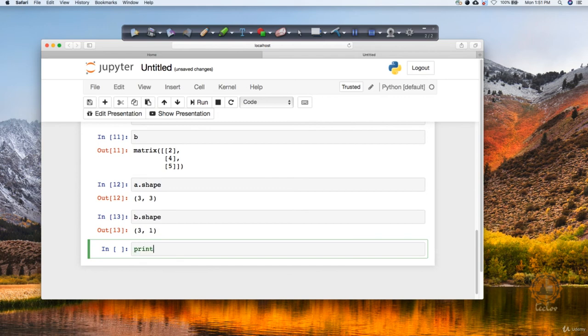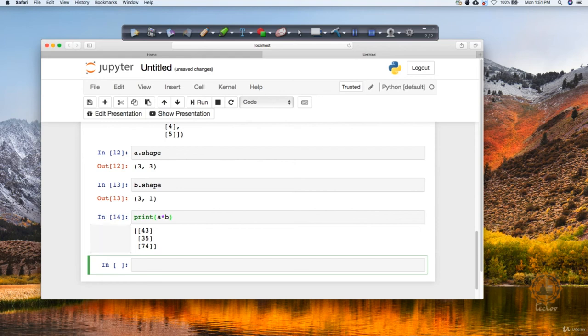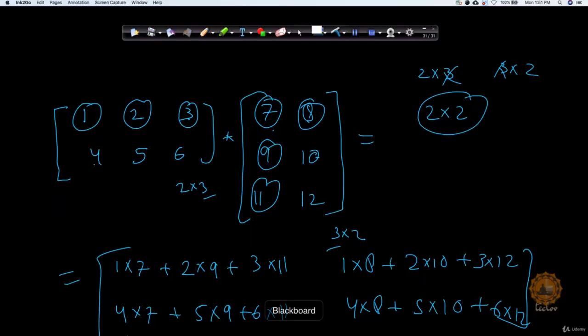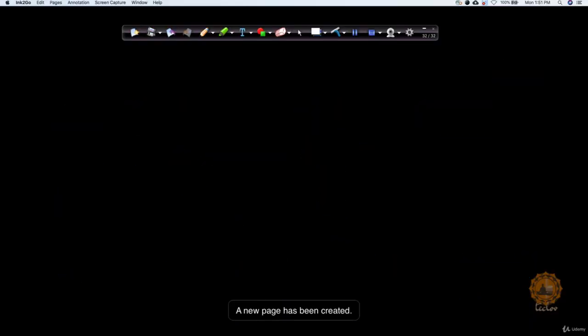Now if I want to do the matrix multiplication in Python, we can just say print of A into B, and you can see that this is the output we're gonna get, right? So this is quite a simple way how you can always create all these things in your Python notebook. Let's look at another factor called transpose.